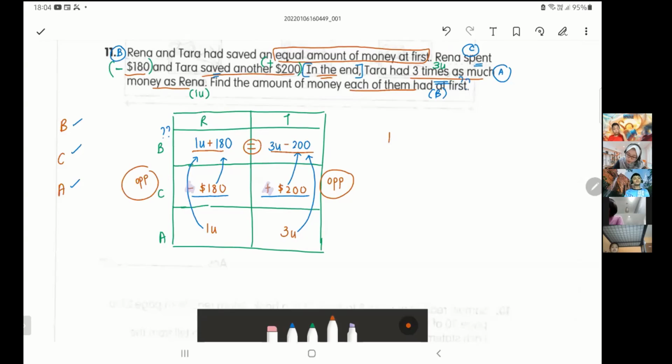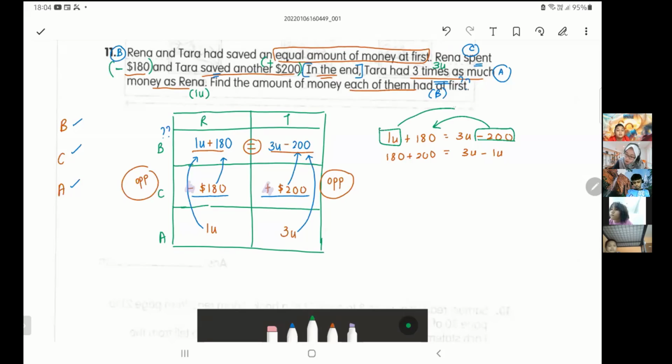Pluck it out, rewrite. 1 unit plus 180 is equal to 3 unit minus 200, like that. Okay, I will put all the units to one side. So 3 unit minus 1 unit equals to 180 plus 200. Can you see that whatever I do here, minus 1 unit and 180 is because of the movement of them. They have to move here, then this one, they have to move over to the other side. So that's why it's opposite, right?